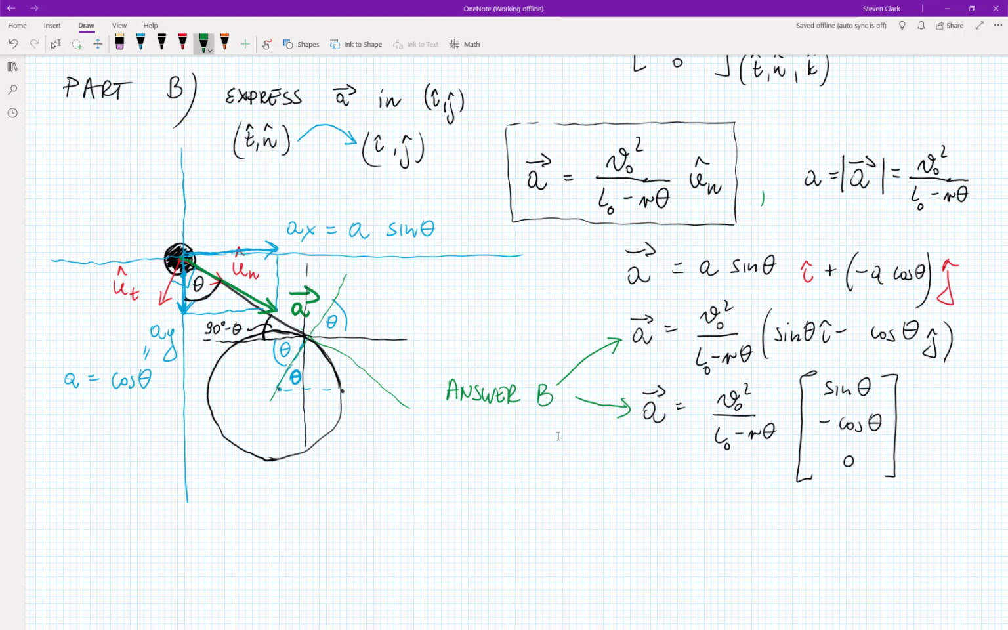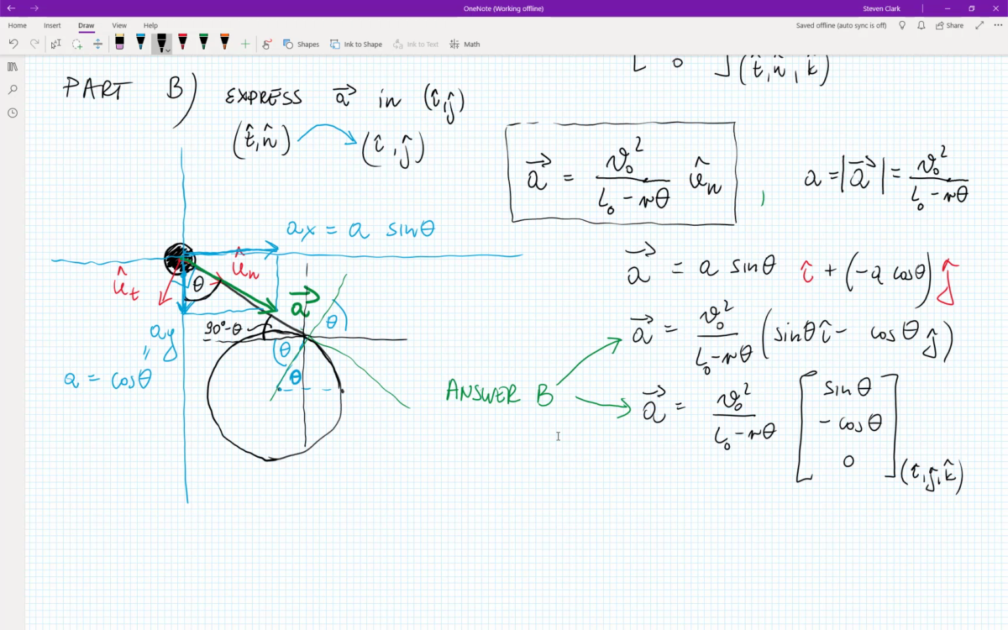Answer B. Okay. Yeah, because we indeed expressed A in the I and J coordinate system. So if you really want to be pedantic, you can put I and J and K in here, just to tell the reader that this is expressed in I and J. But you don't have to.